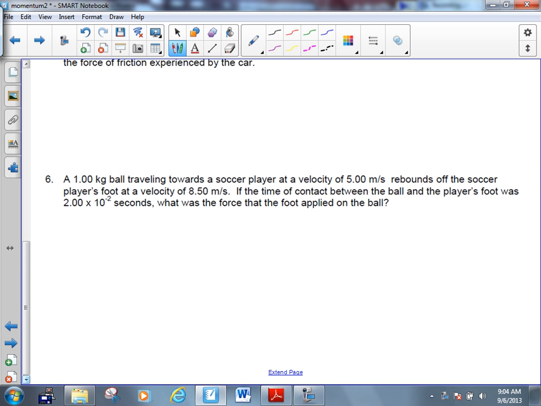This one says a 1.0 kilogram ball traveling towards a soccer player at a velocity of 5 meters per second rebounds off the soccer player's foot at a velocity of 5 meters per second. Mass, what's this one going to be? VI. Is this one going to be VF? Okay. I want to draw attention to something, though, something that I just caught as I was reading that.